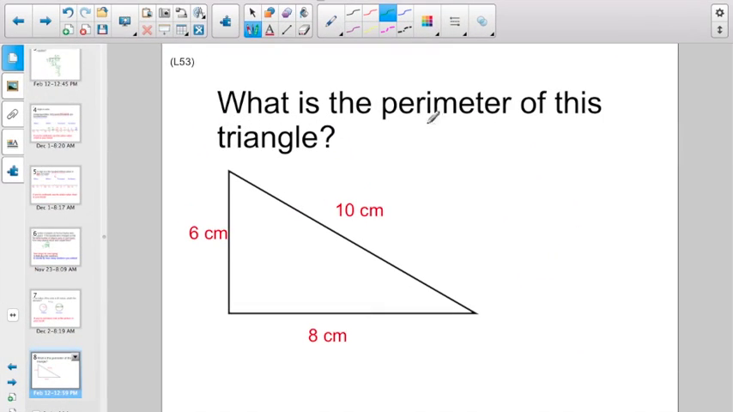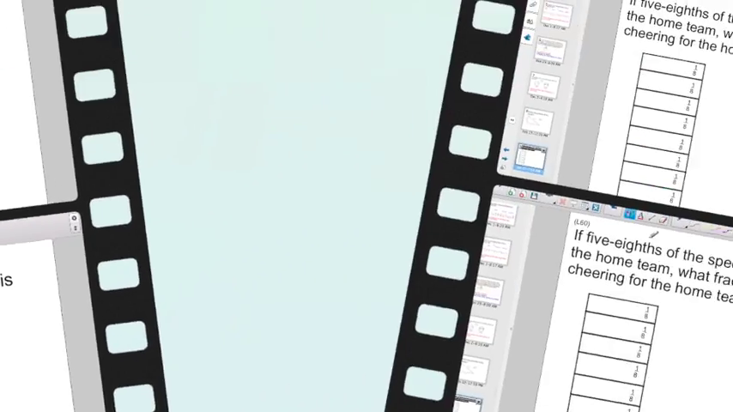What is the perimeter of this triangle? Remember, perimeter. You add all sides, right? So let's start here. I have 10 plus 6 more is 16. 16 plus the final 8. That is sounding like it's going to be 24 centimeters, correct?